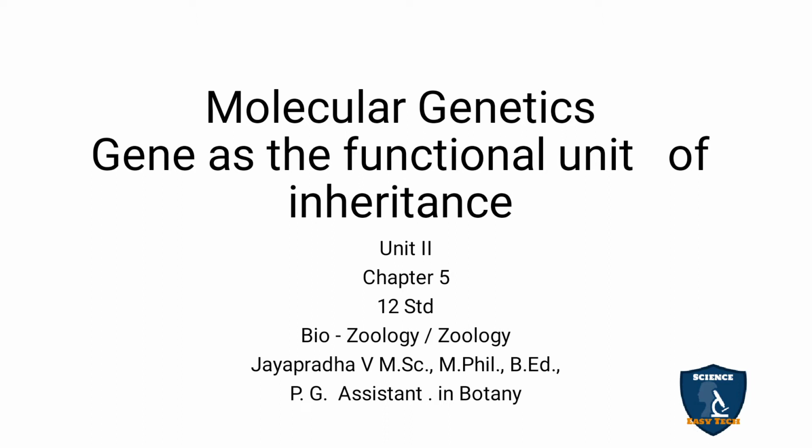So the molecules include the phosphate bond and the pentose sugar. In DNA it is deoxyribose sugar. In RNA it is ribose sugar. So these molecules are seen in the genetic material like DNA and RNA. That we are going to see in this lesson.